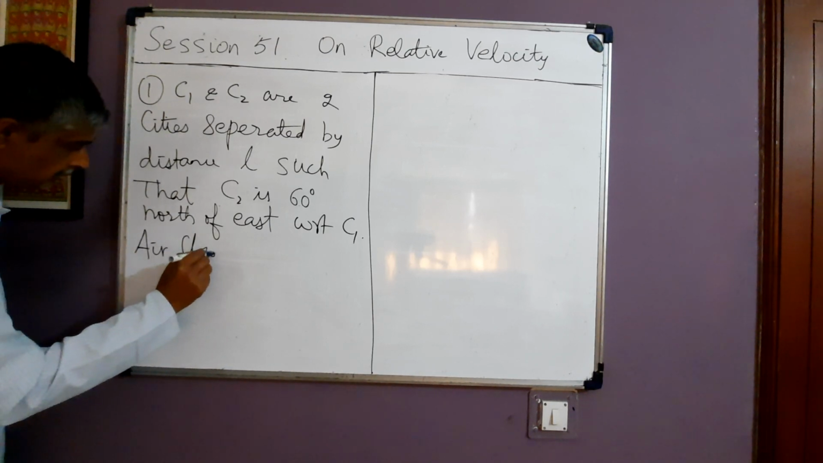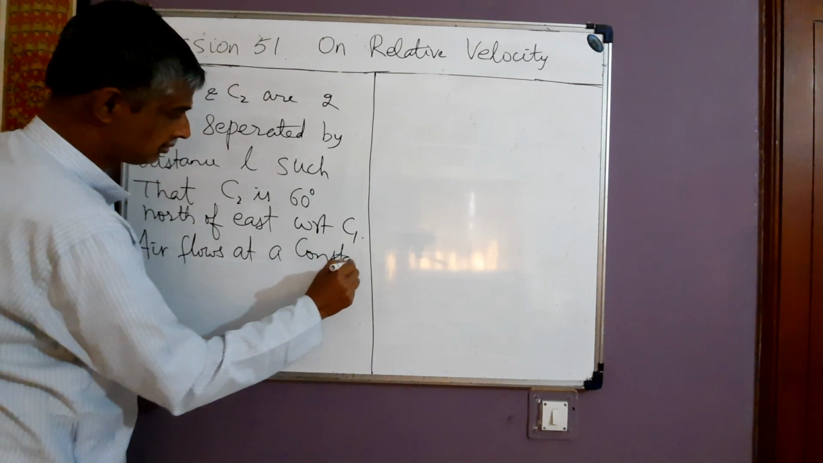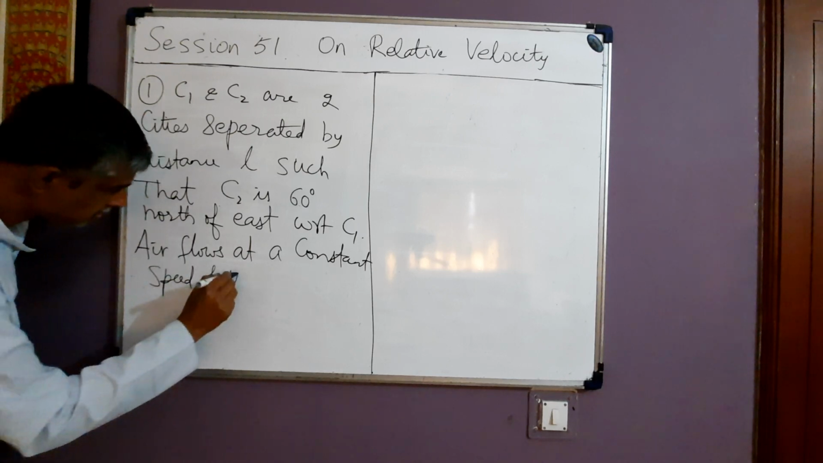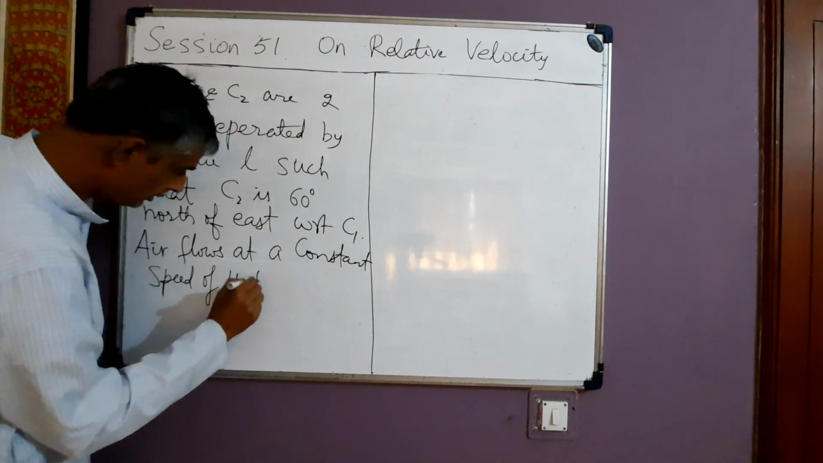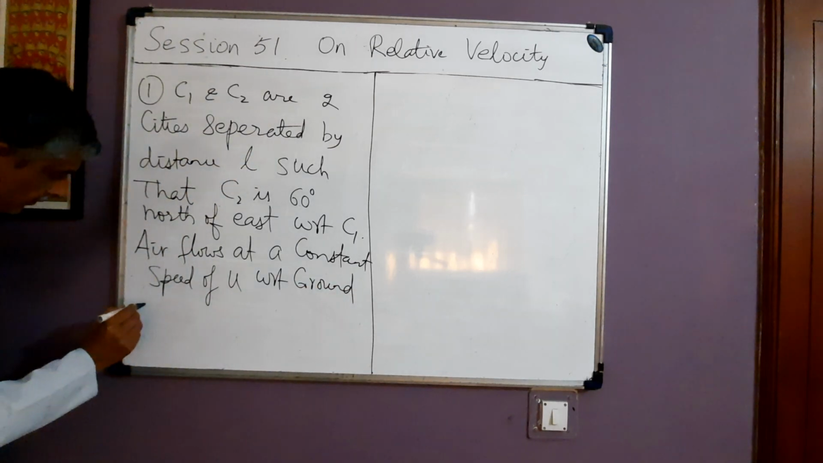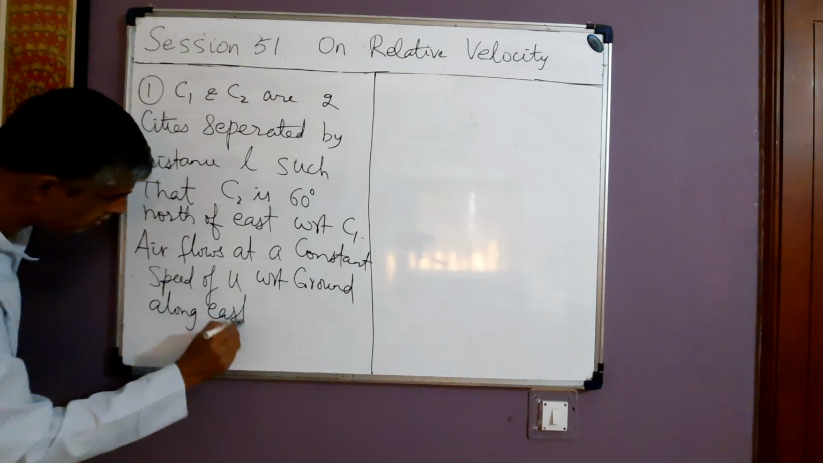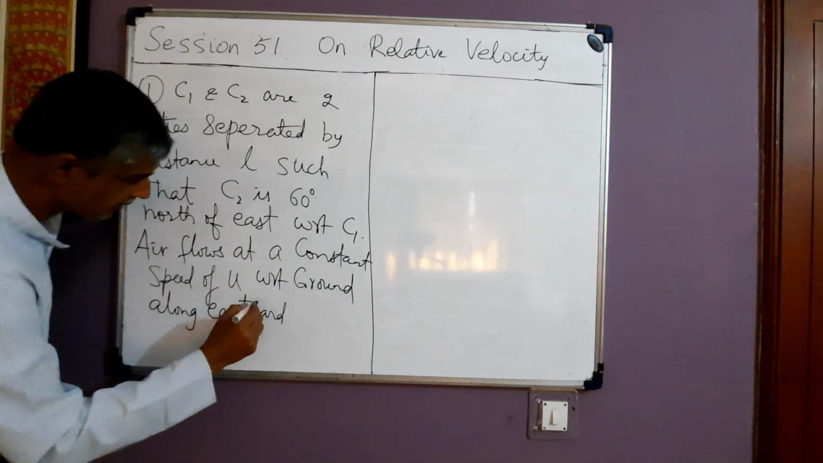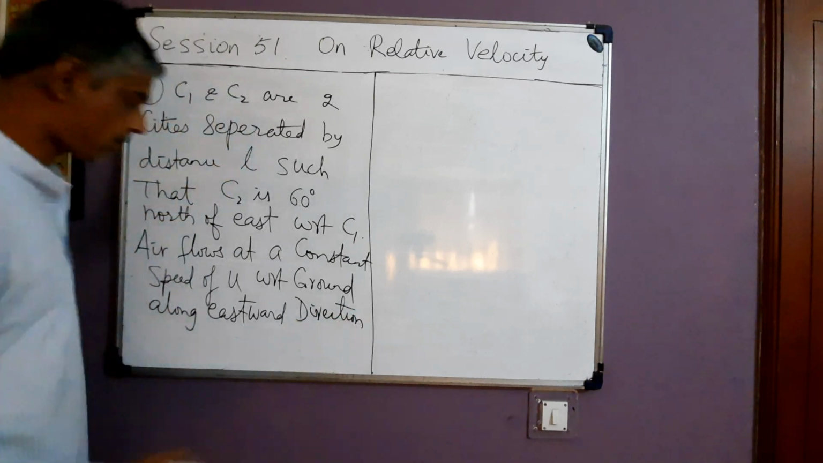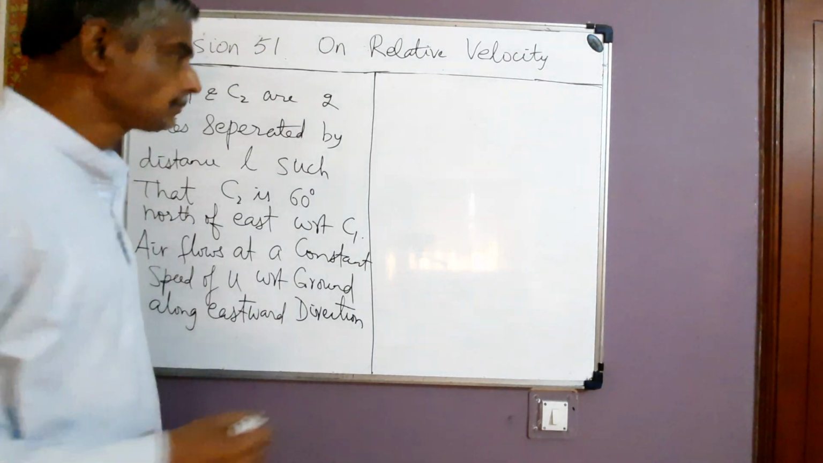Air flows at a constant speed of u with respect to ground along eastward direction.